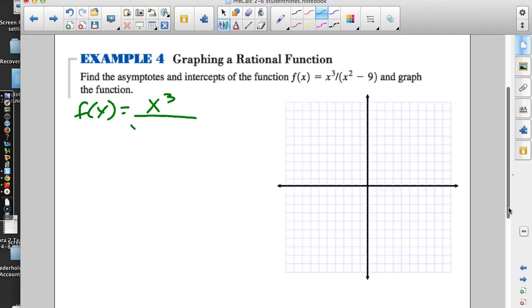The first thing you're going to notice, at least I hope, is, hey, that denominator is factorable.